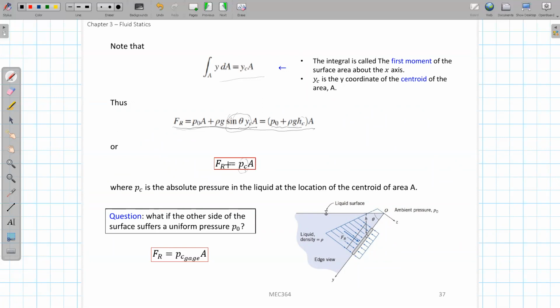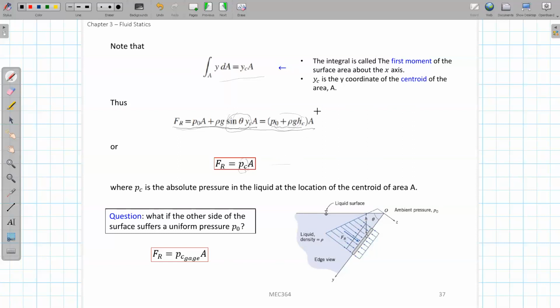So this way, you can quickly calculate the resultant pressure force, which simply equals Pc times A. First you find where the centroid of that plate is. Then you find the depth of that centroid, and calculate the absolute pressure at that point using this equation, and multiply by the area. So you get the resultant force. This is the result.